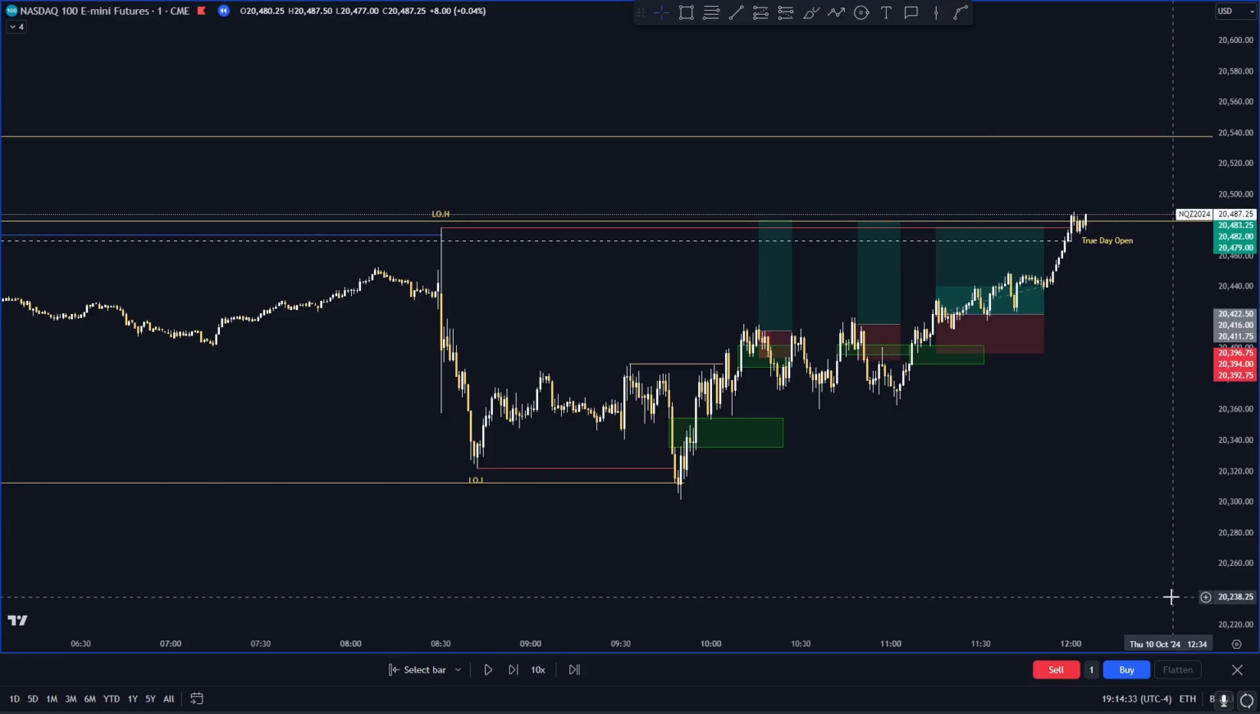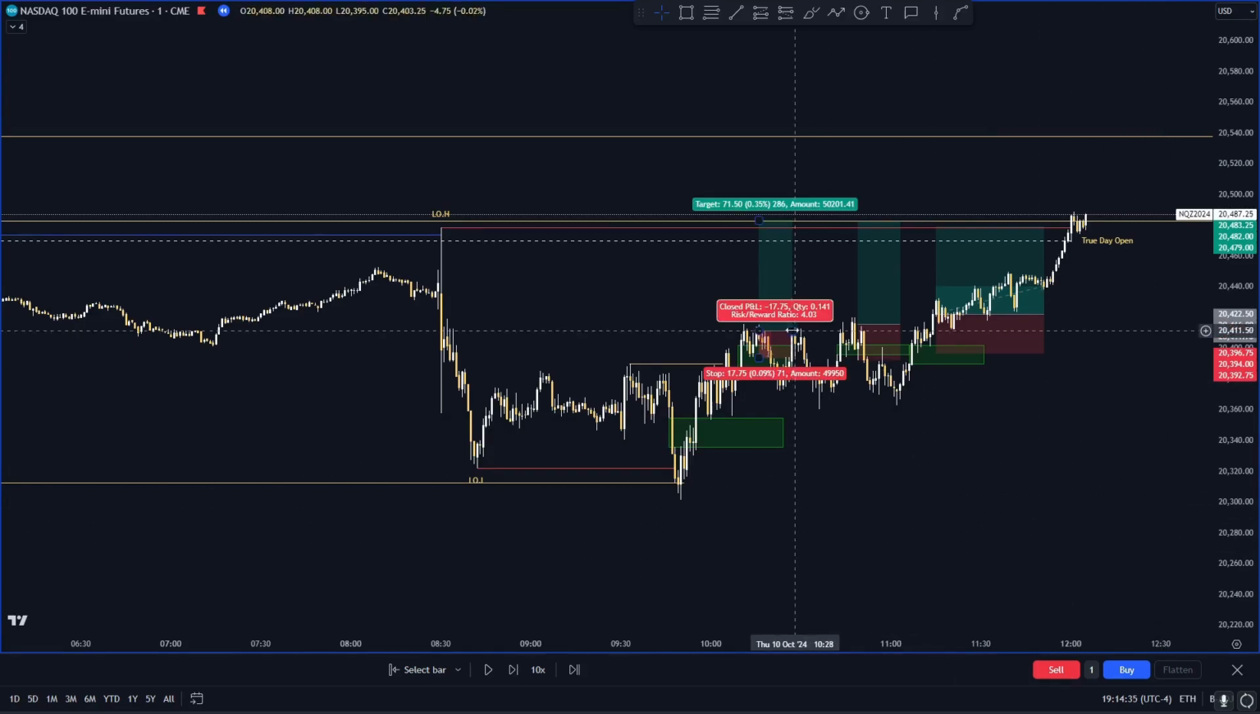So yeah, that's pretty much all I have for you guys. That's my entire trading system in as much detail as I could give you guys. And I hope you guys learned a thing or two.